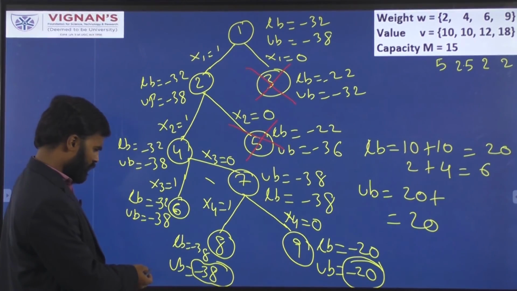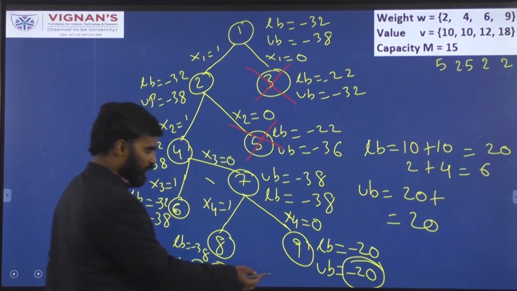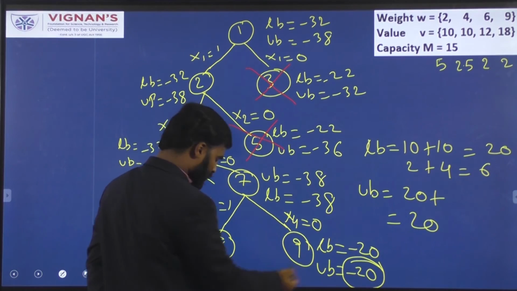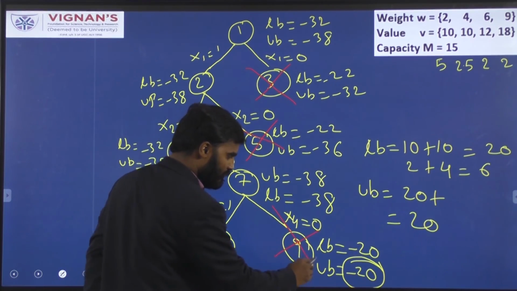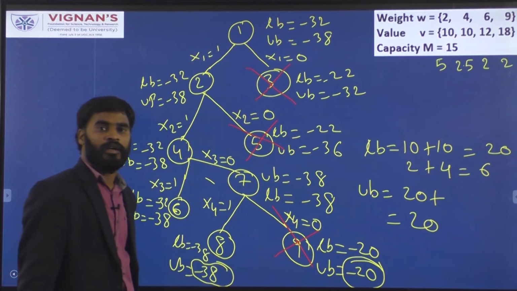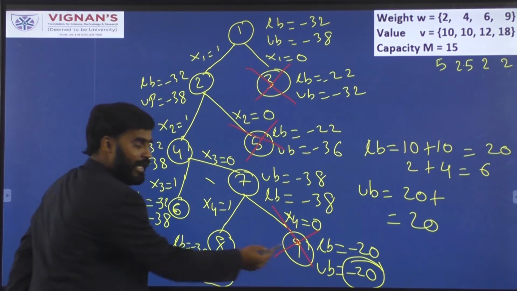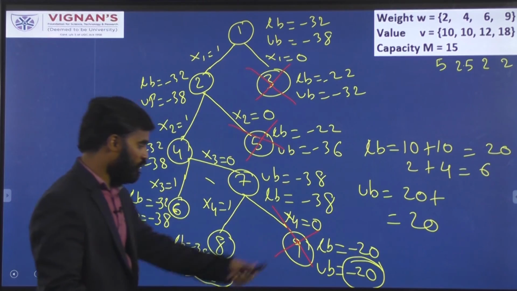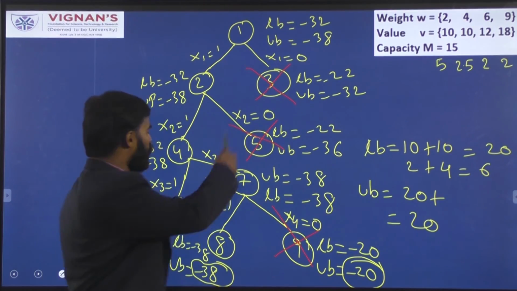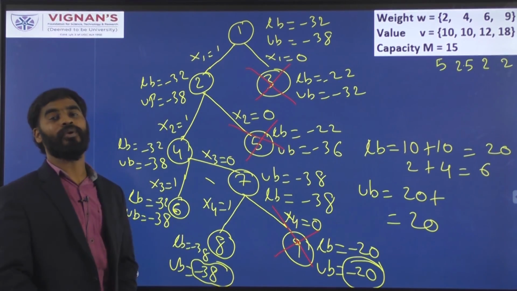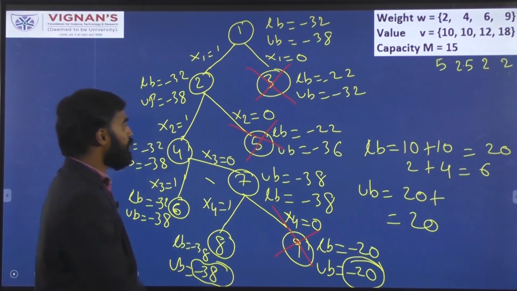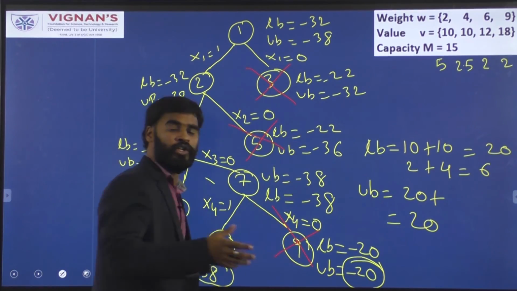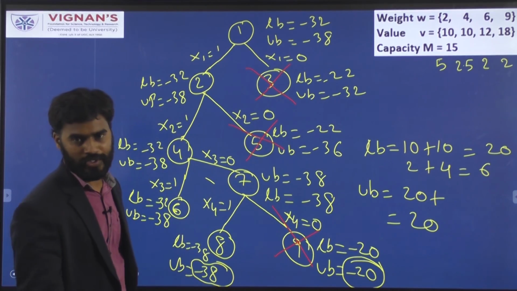What about this one? Here this upper bound, minus 20, is greater than minus 38. So you prune all the nodes like this. You can cut off the branches. That means these nodes are no longer going to give a feasible solution or an optimal solution.